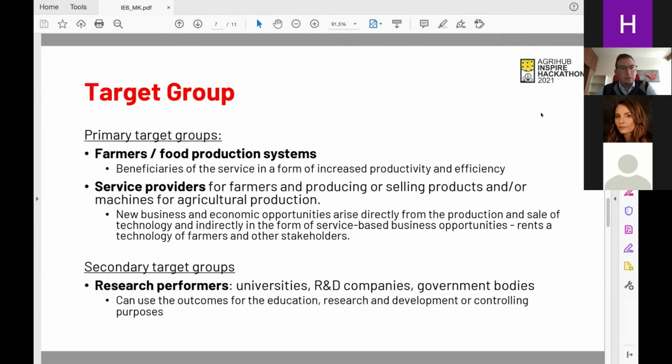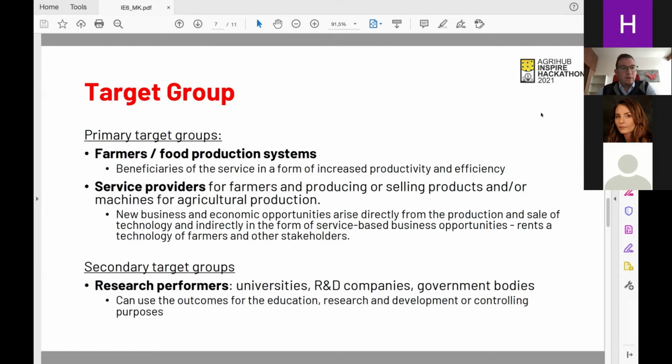So who are the target groups? And this is my invitation for cooperation. So we are seeking farmers and food production system actors who can benefit from the service in the form of increased productivity and efficiency of their work. And we are looking for farmers that want to become target groups or actors in the experiment.